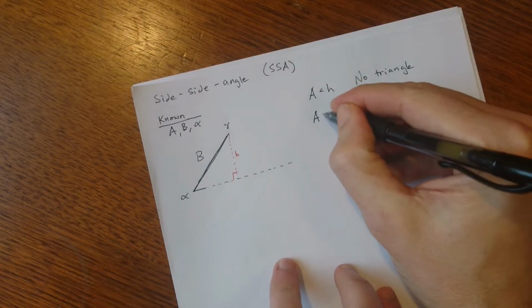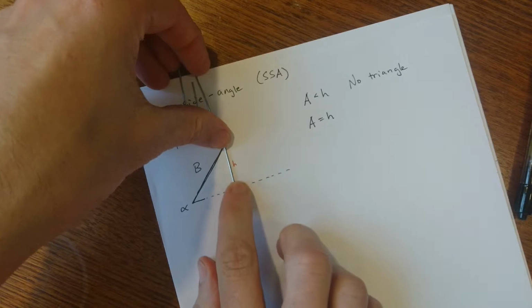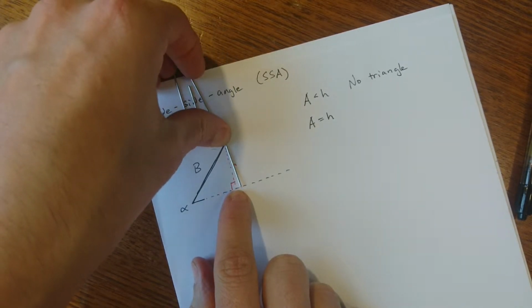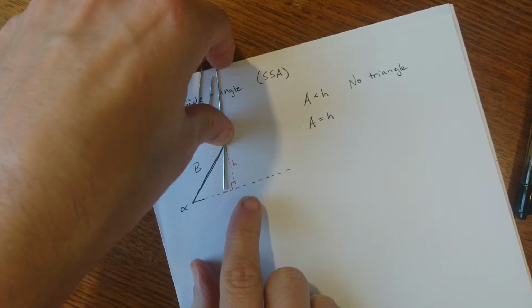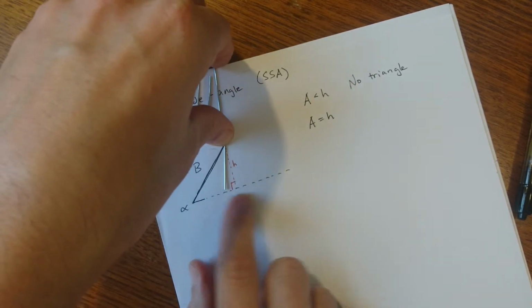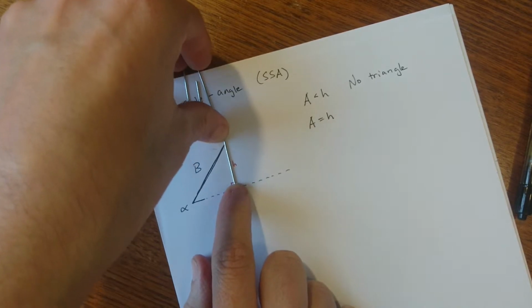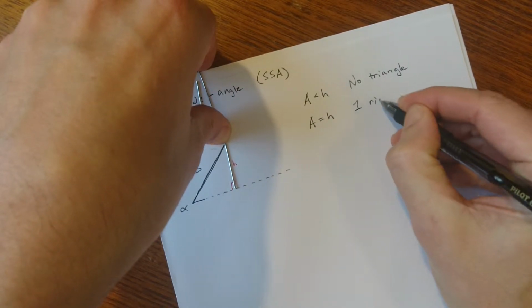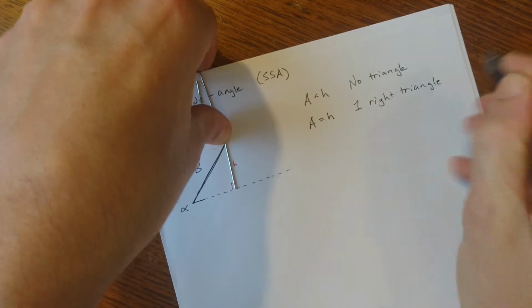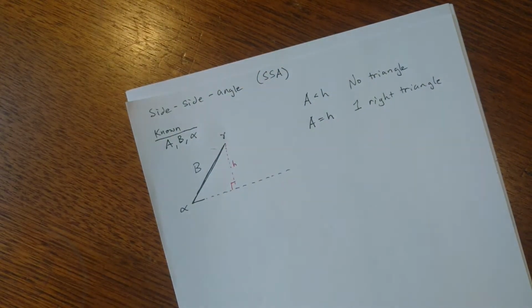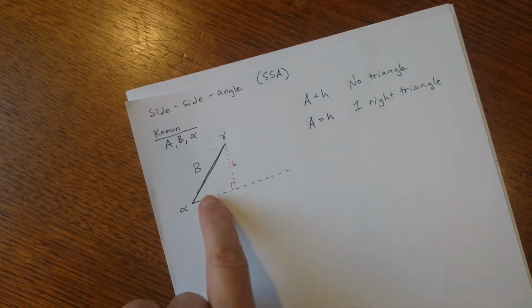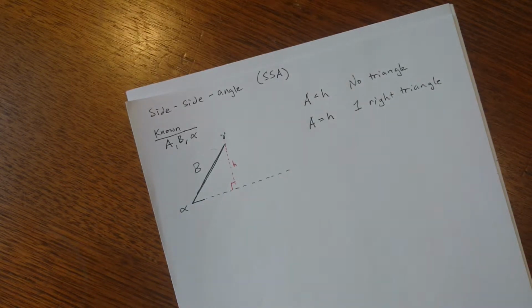Let's look at the case where A equals H. If side A is exactly equal to the height, then we get this triangle. If I try to change gamma to any other angle, side A swings off of this horizontal line. There's only one point where it hits it, and that's exactly when it hits at a right angle. So in that case, we will find one right triangle. We'll see in a moment that we're solving for angle beta, and if it turns out to be a right angle, you know you're in the case where A equals H.